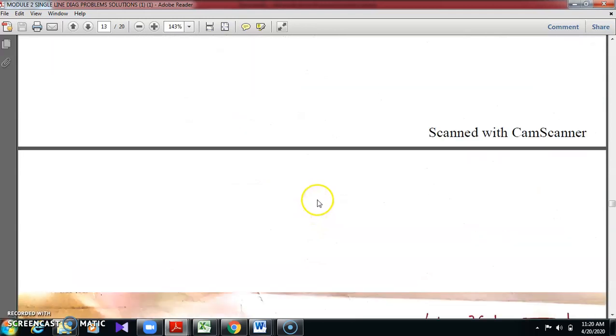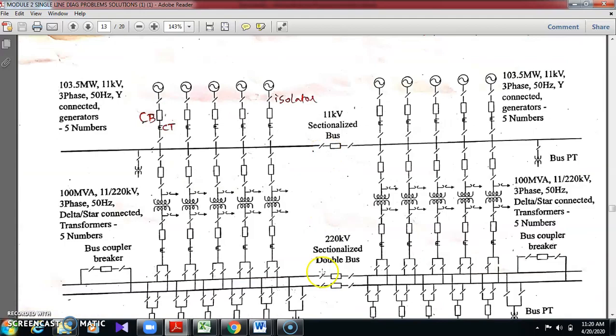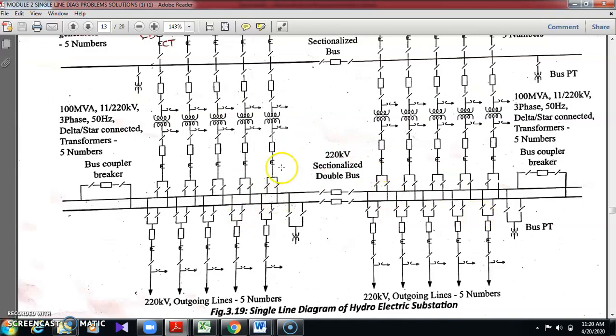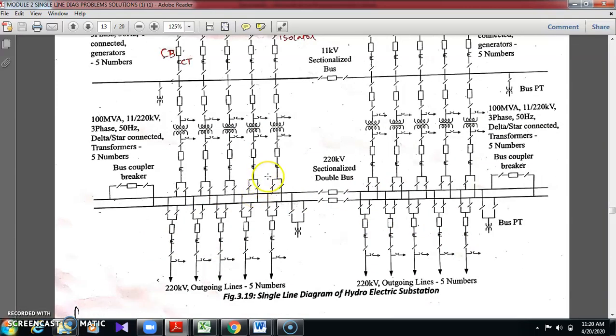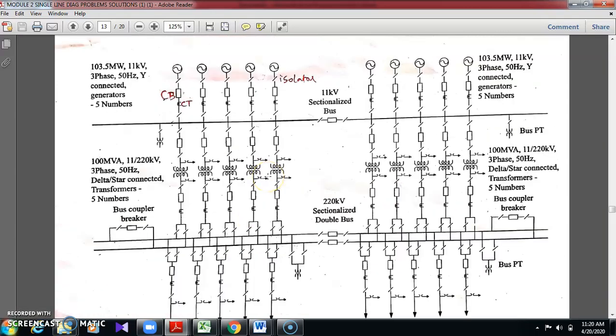Okay. Just have a look, this 11 kV bus bar as well as the 220 kV are both sectionalized. And then from this outgoing we are getting 5 here, 5 here. Same as the previous problem, you have to continue, just copy paste. If you see this diagram, it may look big. You may feel, oh, how much can we draw like this, it may take more time. It's not like that. If you draw one section, the remaining you just have to copy paste.